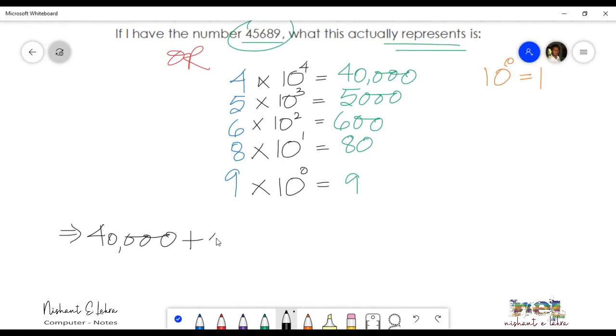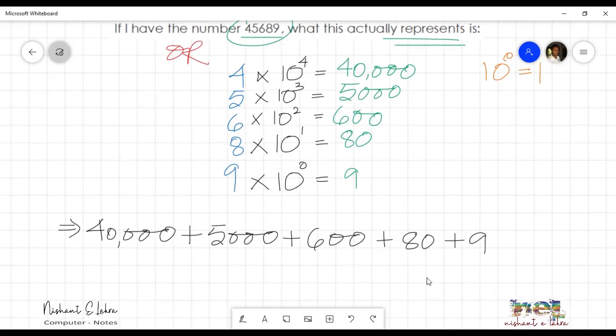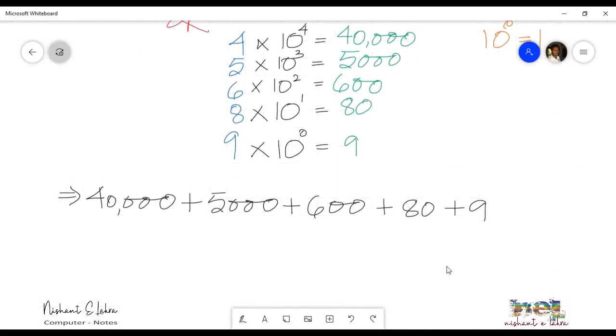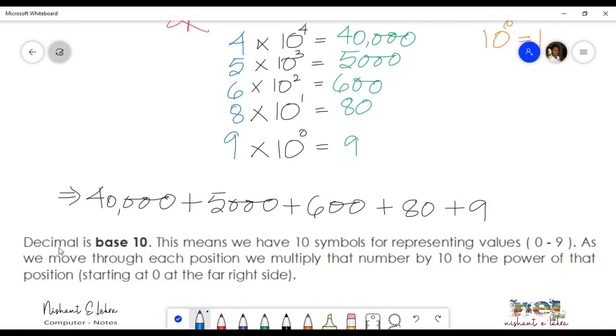I will just write all these numbers according to their position in one place so that you can understand its positional values. 40,000 plus 5,000 plus 600 plus 80 plus 9. What it represents is every digit's positional value. Okay, and the decimal number system's base is 10. This means we have 10 symbols to represent values, that is 0 to 9.